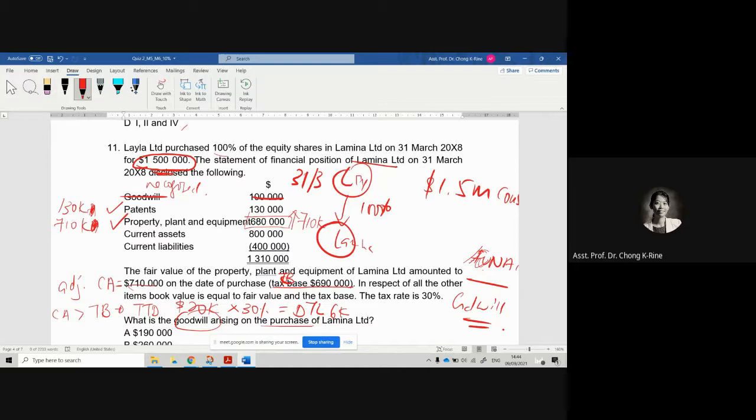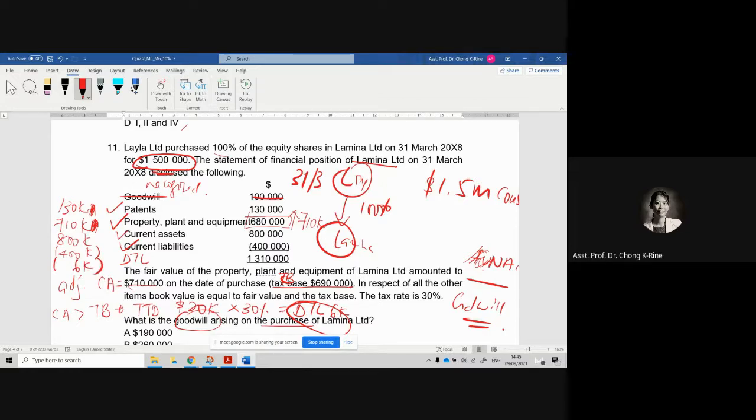And then the current asset is 800. All right, no story here, just copy paste, nothing much. Current liabilities is 400. Okay, and then what else do we have? We have a DTL, right? DTL is actually a non-current liability. So we have a DTL add-on. It is 6,000.